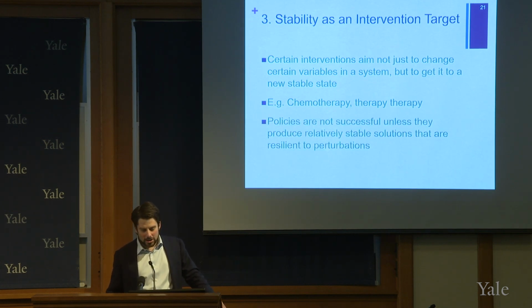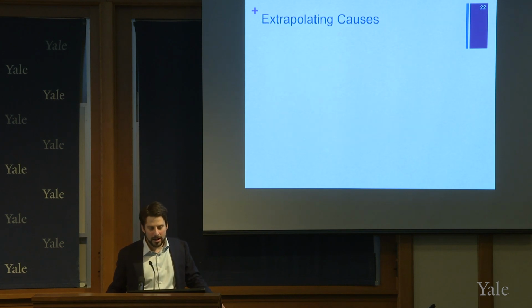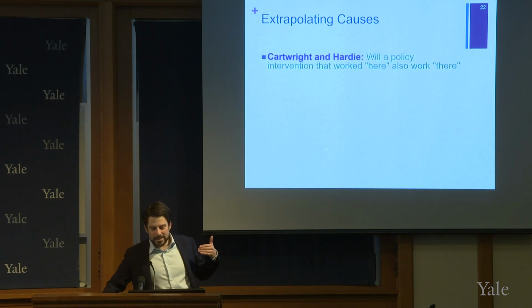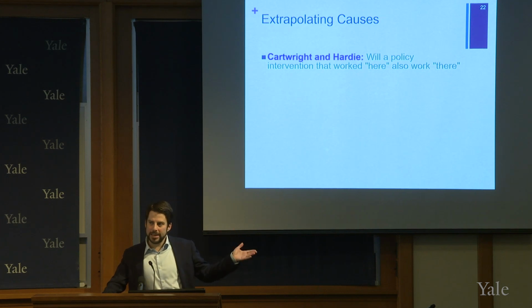So I think to just characterize what the goals are of many interventions, we do need to talk about stability, and many policies shouldn't be considered successful unless they actually produce stable solutions and not just bring about an effect. And I think a discussion where this would really help is the discussion of causal extrapolation. So this is the question of how to infer causal relations across populations.